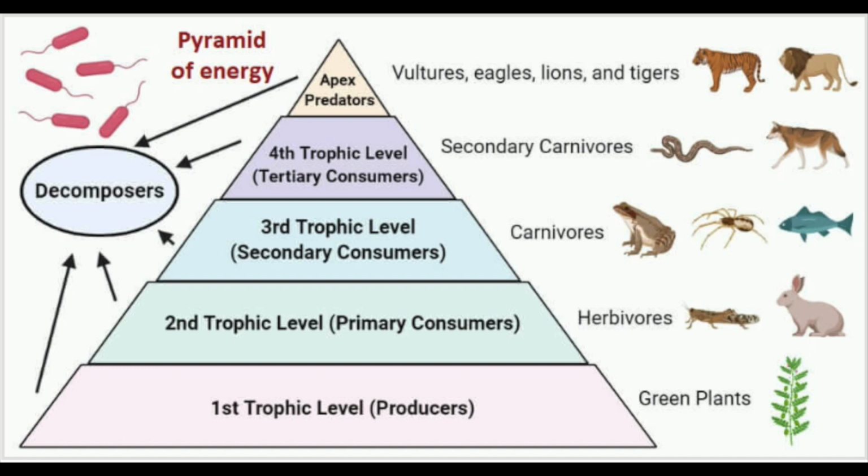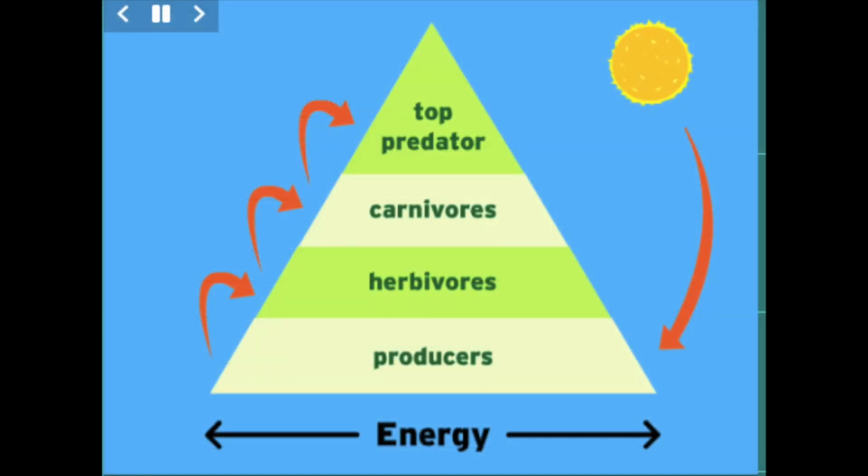We use a tool called an energy pyramid to trace the flow of energy through an ecosystem. The energy pyramid's shape shows that there is less energy and fewer organisms at each level. These are called trophic levels. At each step in the food chain, energy is lost to the environment.